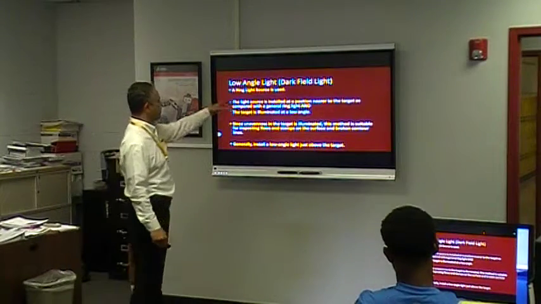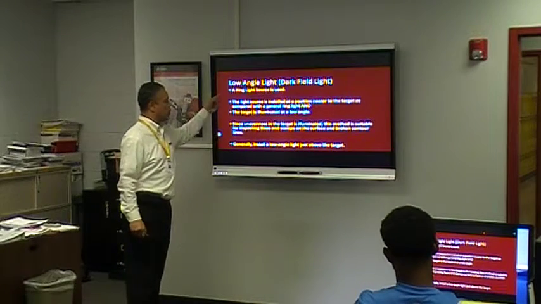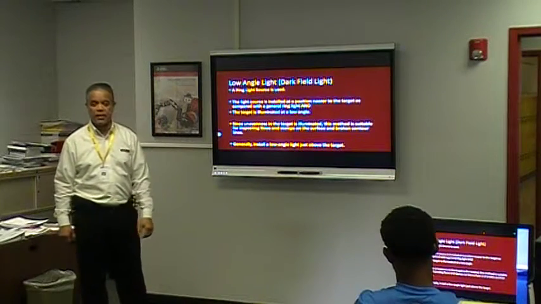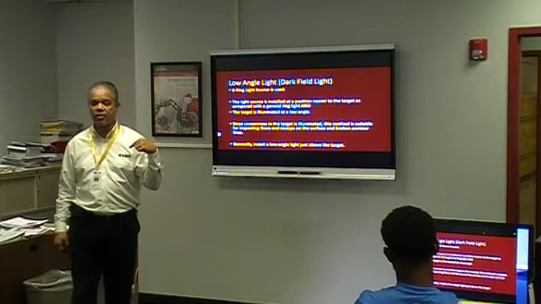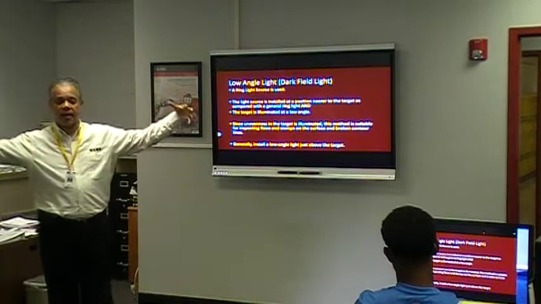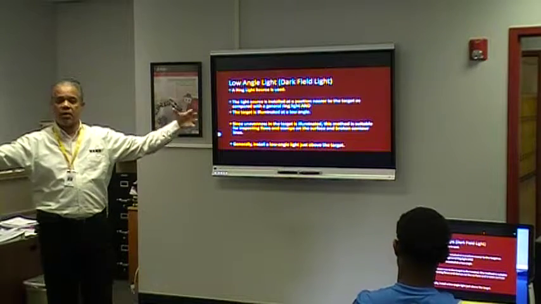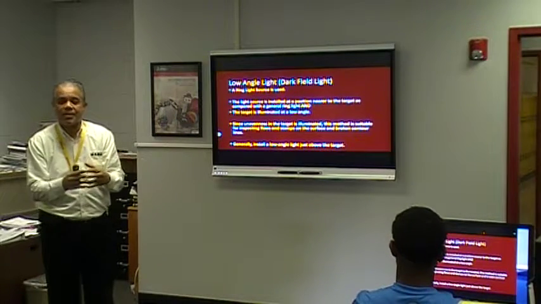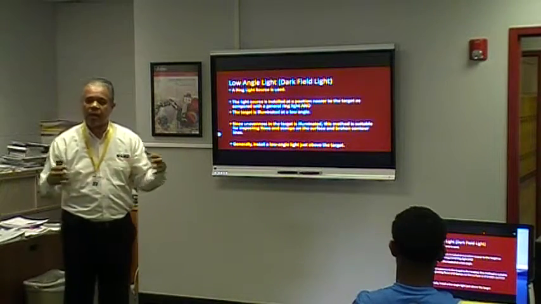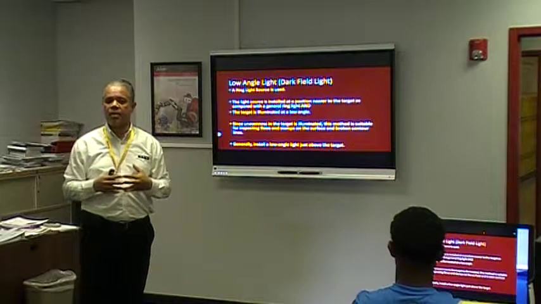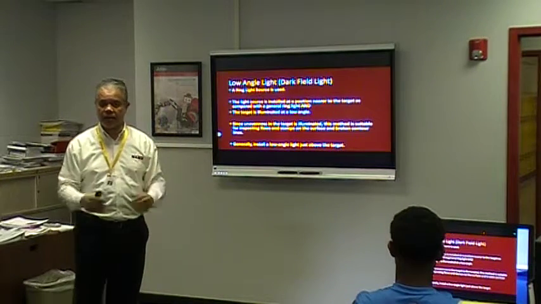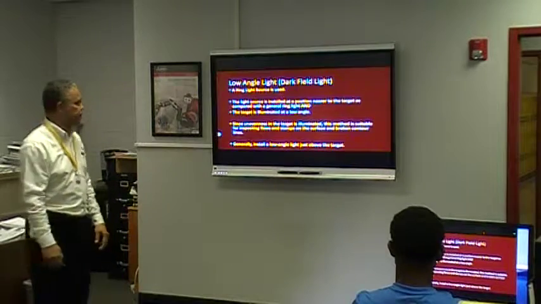Low angle light or a dark field light can be a ring light source, and it could be used for that. But again, this is going to be dark field, so we're outside of that initial 45 degrees, right? And so you can go to the same part and have a different impact just based on the angle of how that light is shining on it, okay?